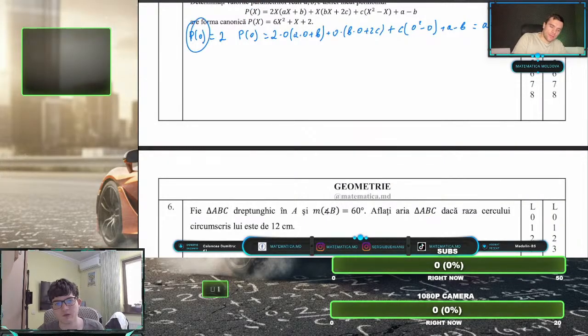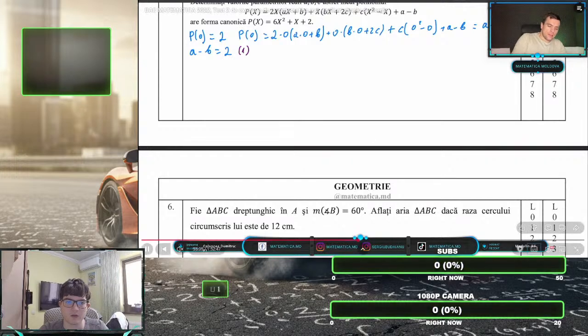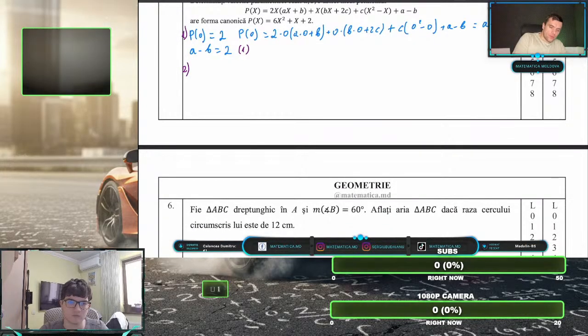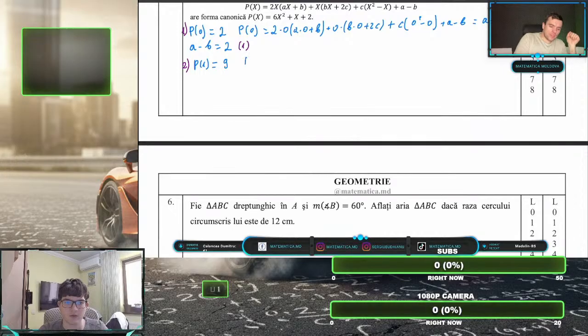So what's next? A minus b is 2. Is that the result from there? I suppose it is. Yes, it is. So a minus b is 2. Now after that, we do P of 1 in that second expression. Yes. So we're gonna have 6. So that's like another thing.